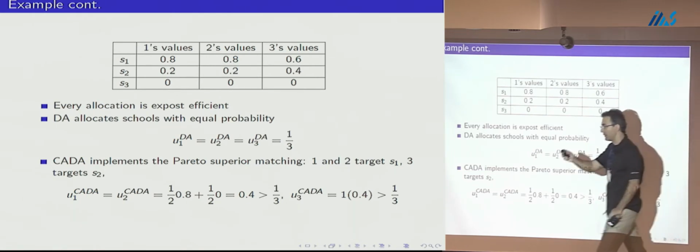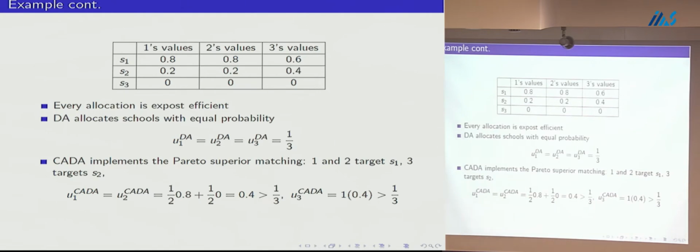Yes? You are assuming perfect information in CADA. Correct, yes. How can 3 know that? It's still not clear. How can number 3 know that he should target this 2? If this is a complete information game, if 3 knows the other people.